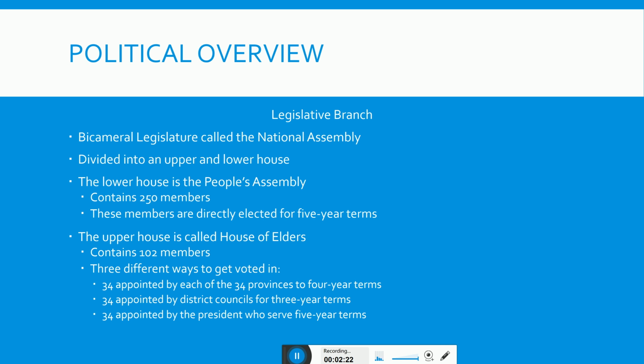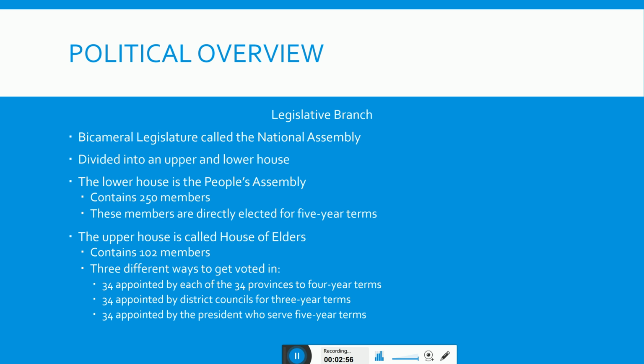Now, the legislative branch. It is a bicameral legislature, and it's referred to as the National Assembly. It's divided into an upper and lower house, so two different houses. The lower house is referred to as the People's Assembly, so there's that People's Assembly I was talking about. It contains 250 members, and these members are directly elected and they serve 5-year terms. Now, the other house, the upper house, which is referred to as the House of Elders, contains 102 members, and there's 3 different ways to get in. So it's split up into thirds.